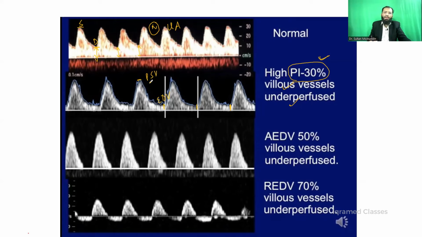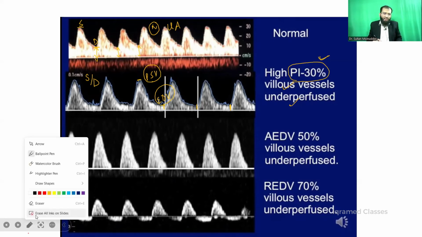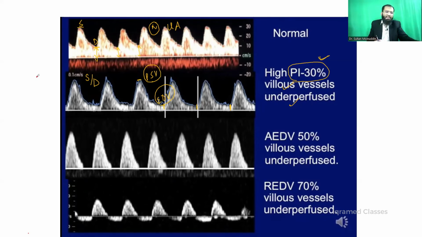Now, if you calculate the S by D ratio, how do you calculate it? PSV upon EDV. The machine itself calculates, but this is how we calculate it. So I'll teach you basic things. What is S by D ratio? Let's make it very basic. It is PSV upon EDV, that is, peak systolic velocity upon end diastolic velocity.